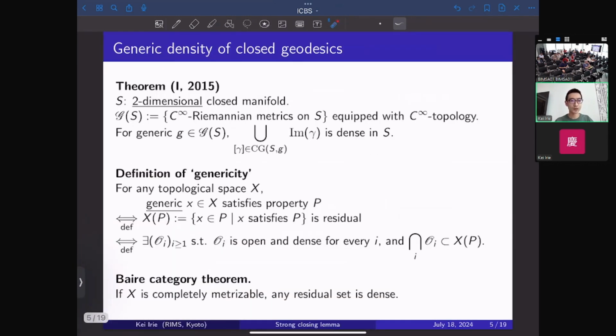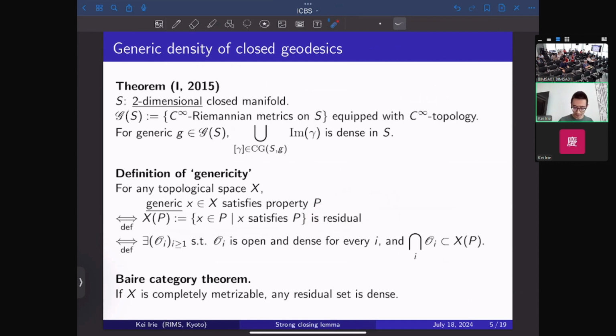On the other hand, for two dimensions, we can prove a much stronger result, that is, generic density of closed geodesics. Before stating that result, let's recall what generic means. For any topological space X, we say that a generic element satisfies a property, say P, if the set of points satisfying that property is residual.